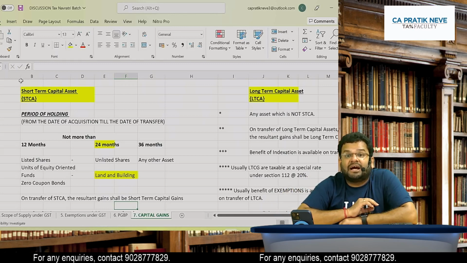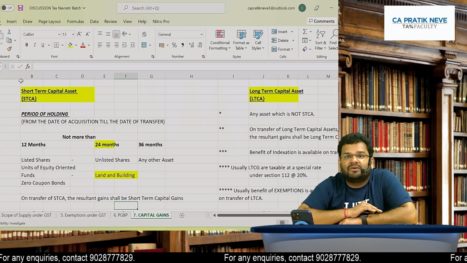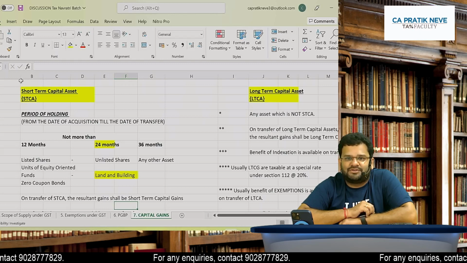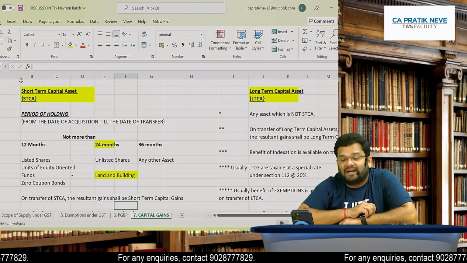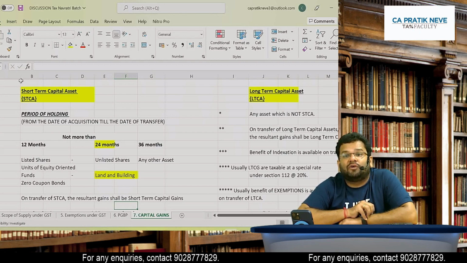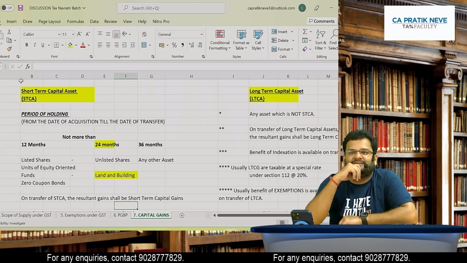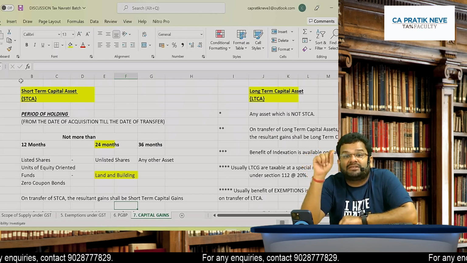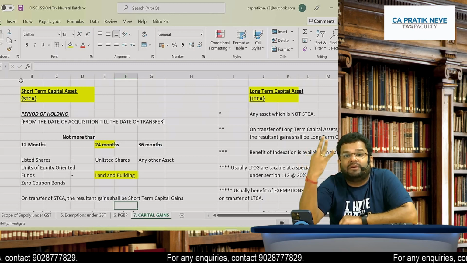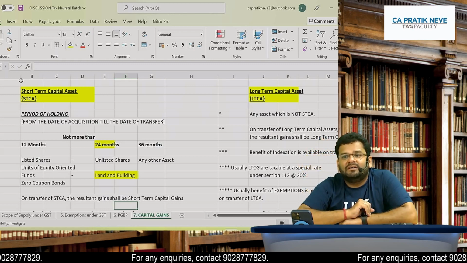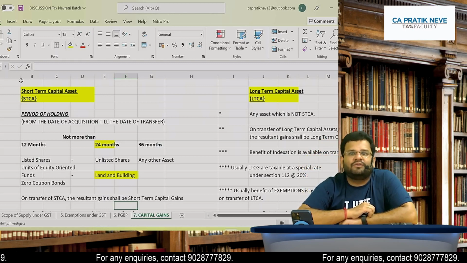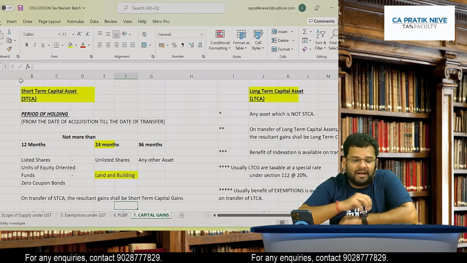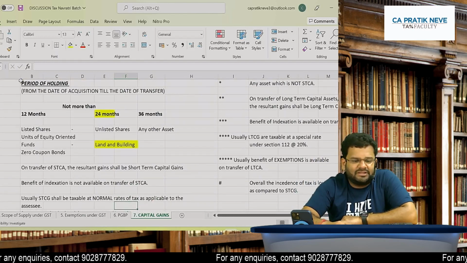Okay, Bajaj Finserv's share which is trading on the stock exchange, that I am selling after 13 months. It is again a long-term capital asset because held for more than 12 months. Agreed? ITC, Indian Tobacco Company's share which is listed, I am selling after 3 months. It is a short-term capital asset. Wonderful. I hope all of you understood this very well, the bifurcation between short-term and long-term. Agreed, all of you?